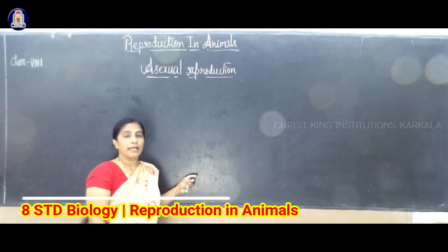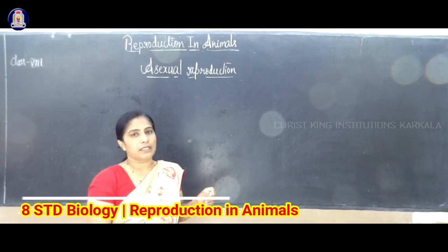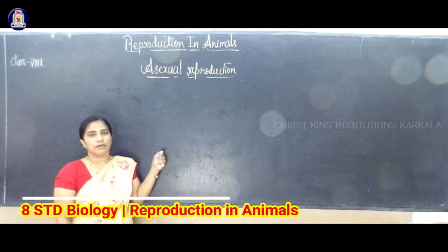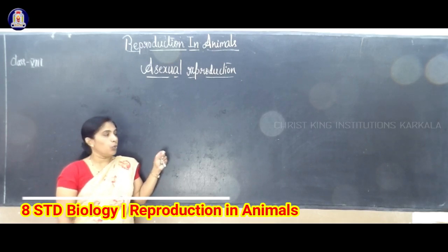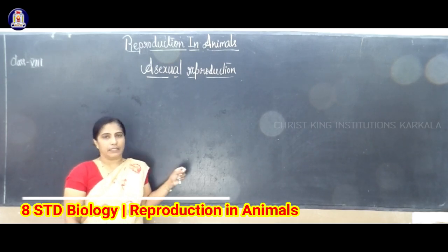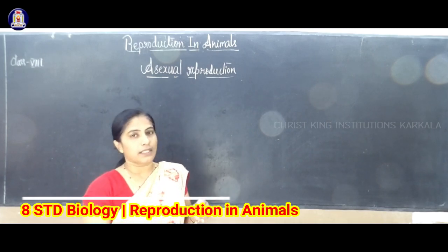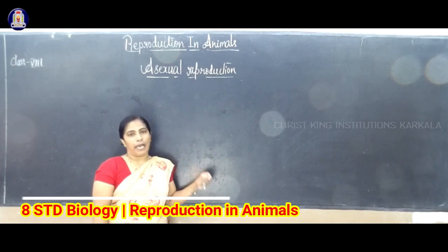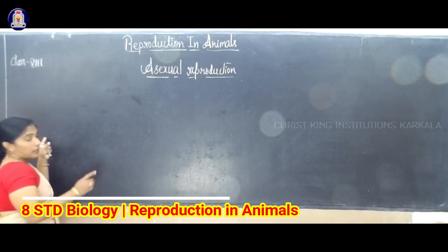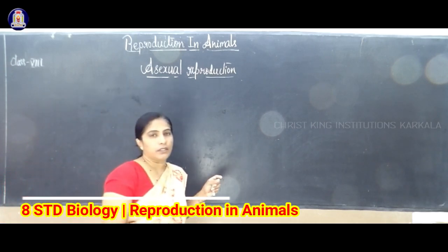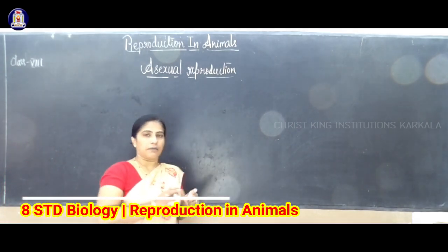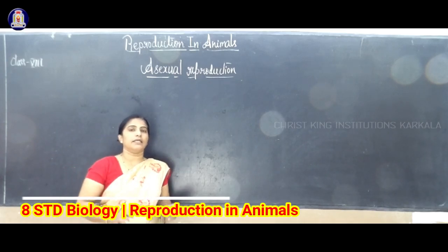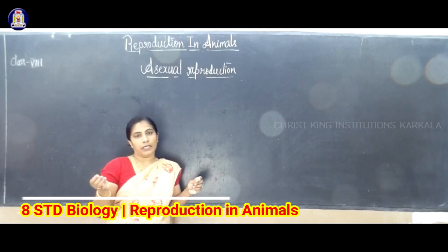So we know that sexual reproduction is nothing but fusion of male and female gamete. Asexual reproduction means giving birth to a young one of their own kind from a single parent. If they give birth to young ones, they are called viviparous. If they lay eggs, they are called oviparous. The two. So in asexual reproduction, here it's not egg laying, here it is from the mother's body only. From a single individual body, it gives birth to a young one.